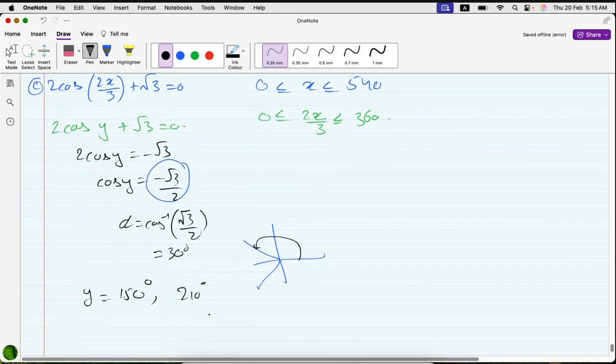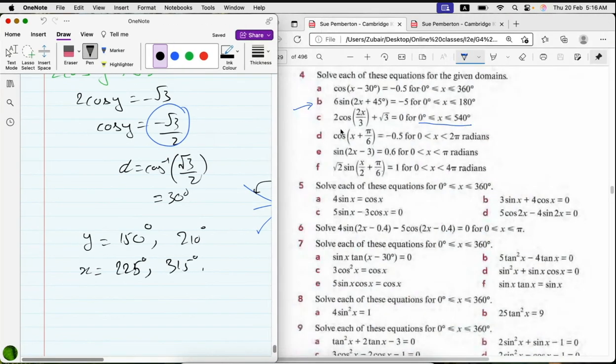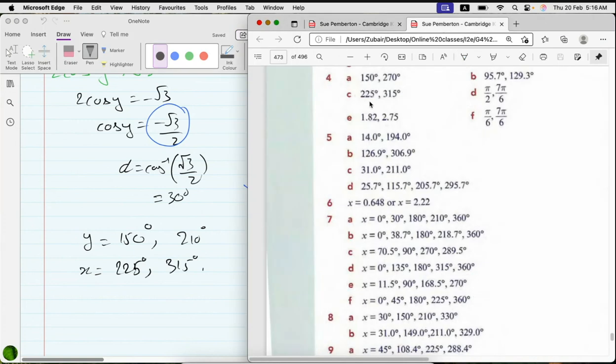Now we calculate x. So 2x over 3 is equal to y. So x is 3 by 2 of y. x is equal to 150 into 3 divided by 2 is 225. And 210 into 3 divided by 2 is 315. Okay. This was C part: 225 and 315.